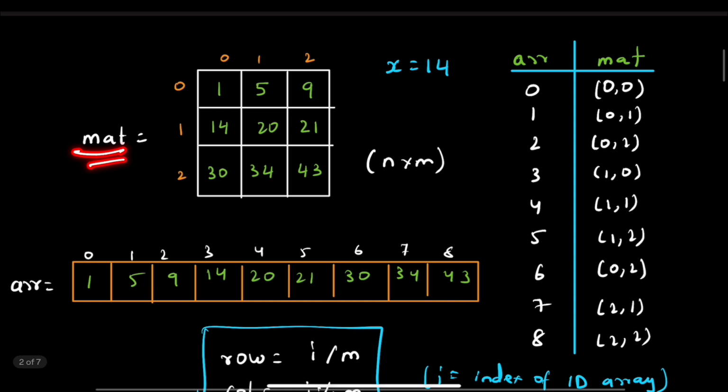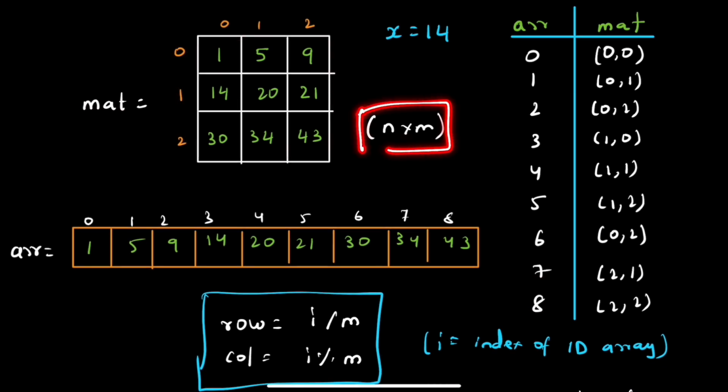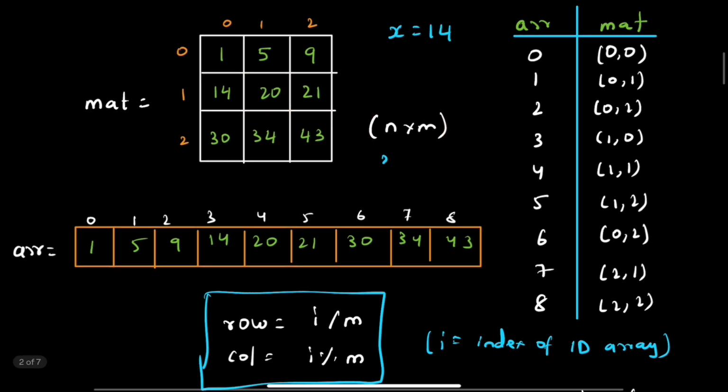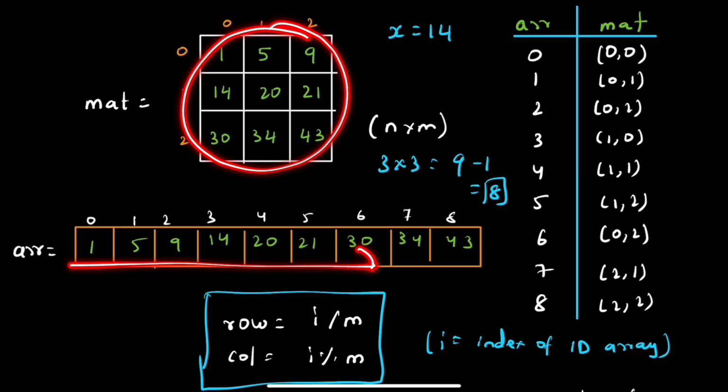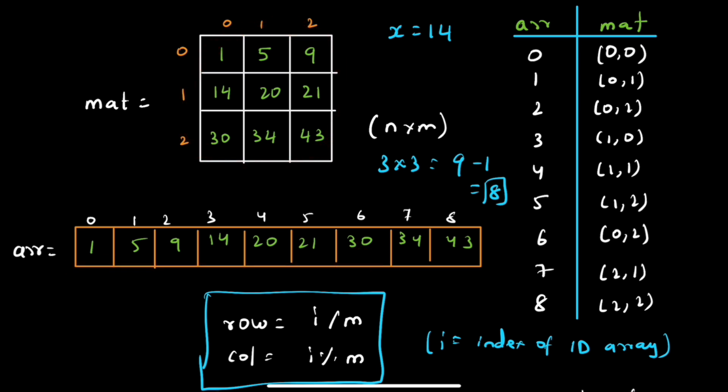But we have been given a matrix. How can we get 8? It's simple. This n cross m says how many elements are present in this matrix. So if we do 3 cross 3, we'll get 9. But we want it in terms of index, and index starts from 0, so we need to do minus 1. So 9 minus 1 will be 8. So the right pointer will be n into m minus 1, and the left pointer will be 0. Simple. So we'll treat this whole matrix as a single 1D array and we'll apply our binary search.